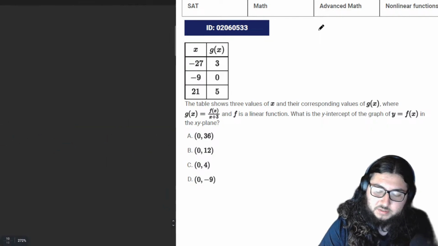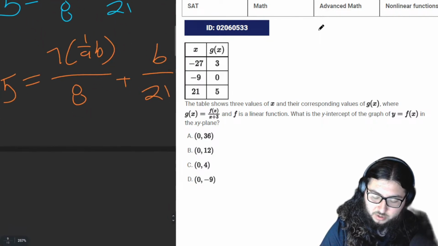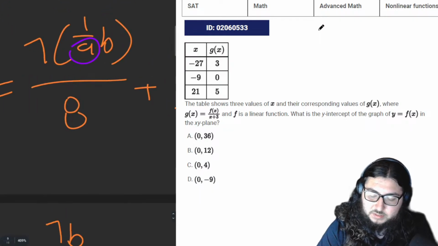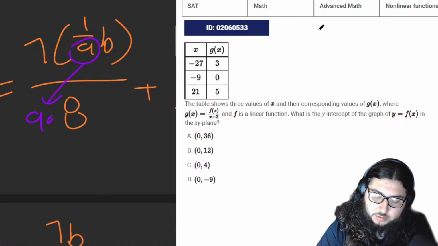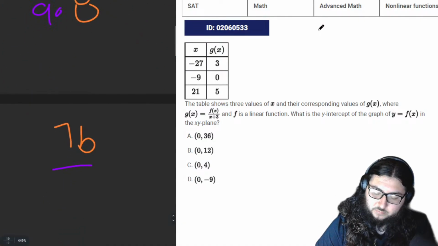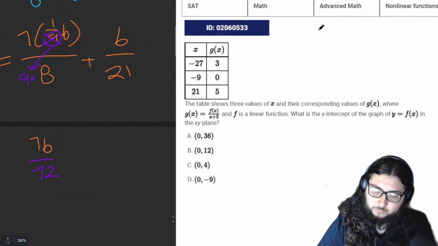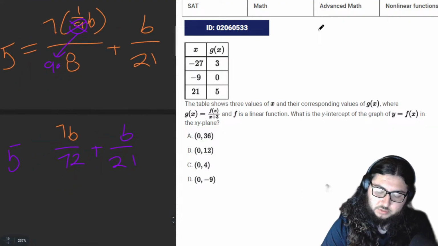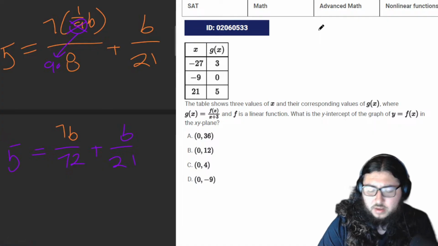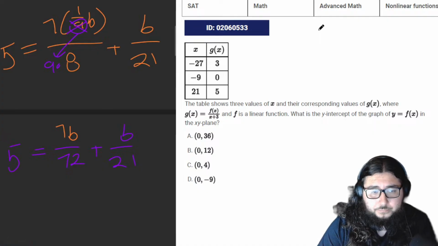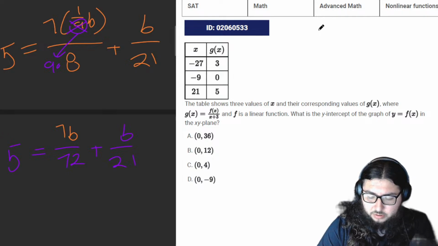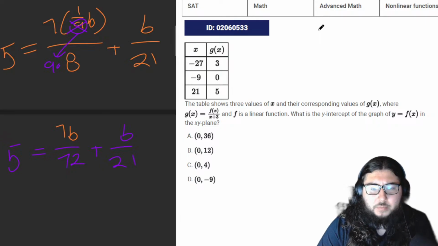Now I'm going to be very embarrassed if all my math is wrong, but for now we're good. So 7b, and how we do this is we just move this to the denominator. So 9 times 8, this is 7b over 72, plus b over 21. 5 is equal to, it's seeming very strange that this is going to work, but we're going to figure it out. Don't worry, guys. So factoring out b, we've got to find a common denominator here. What could possibly be a common denominator between 72 and 21, you ask?